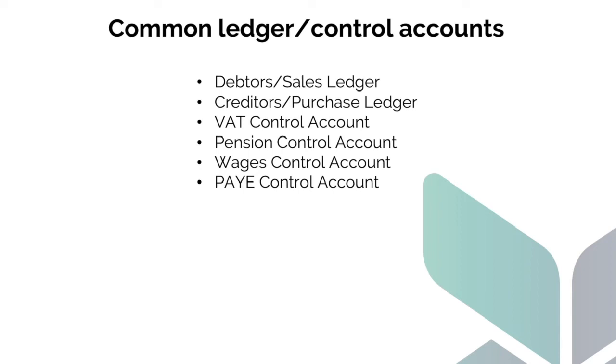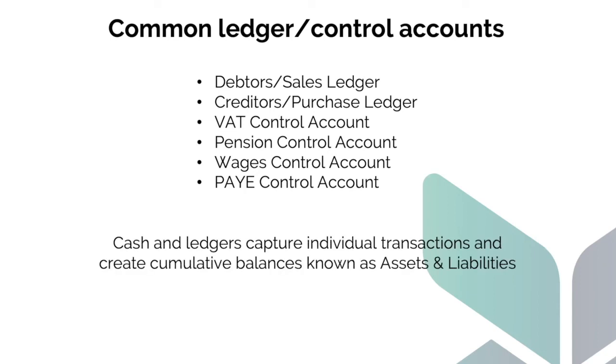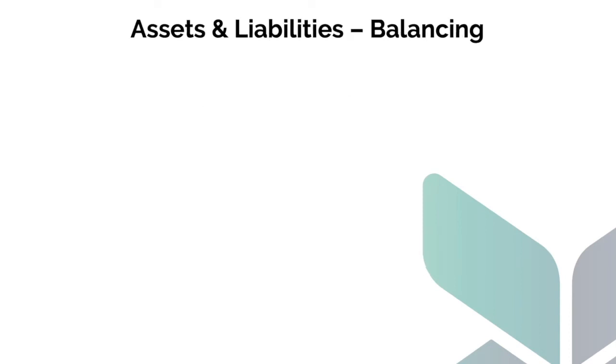Now, there could be no end of control accounts. In a big business where you've got all kinds of different things being offset and delayed, there could be all manner of control accounts in the chart of accounts, but these are the most common. So cash and ledgers, as I've said, capture individual transactions and create cumulative balances known as assets and liabilities. So that's the second point of control, assets and liabilities, balancing.